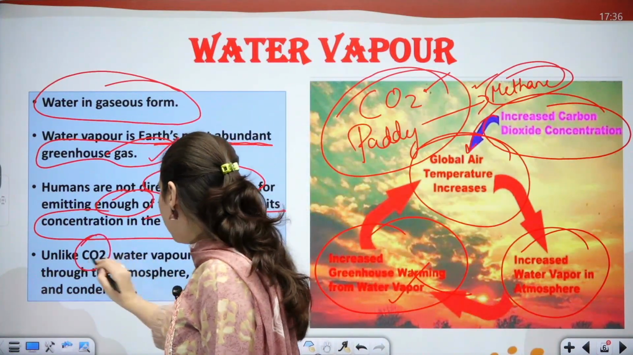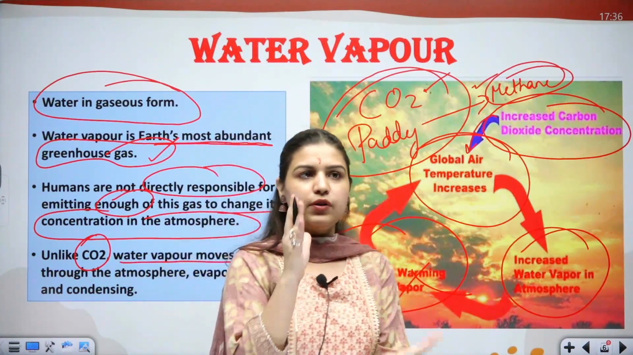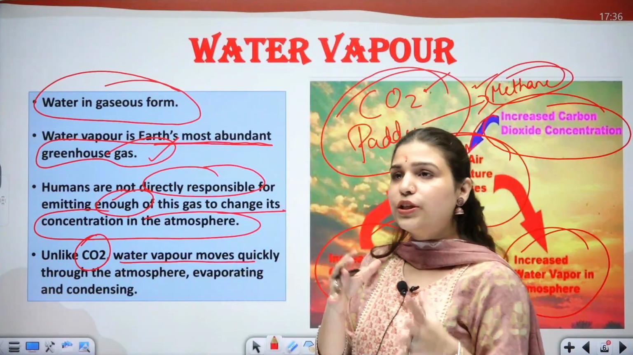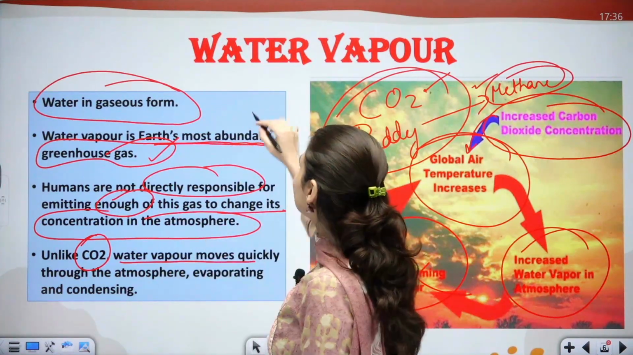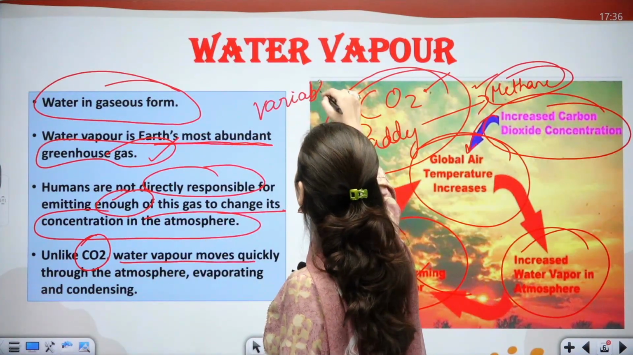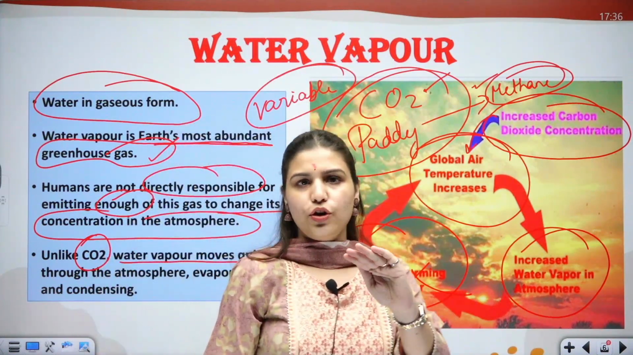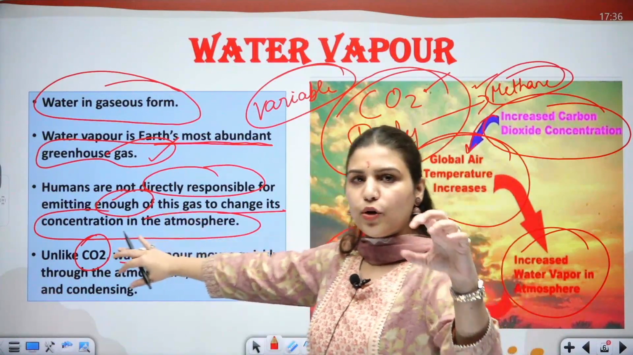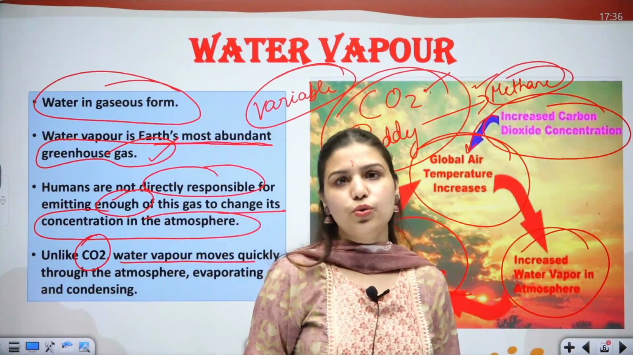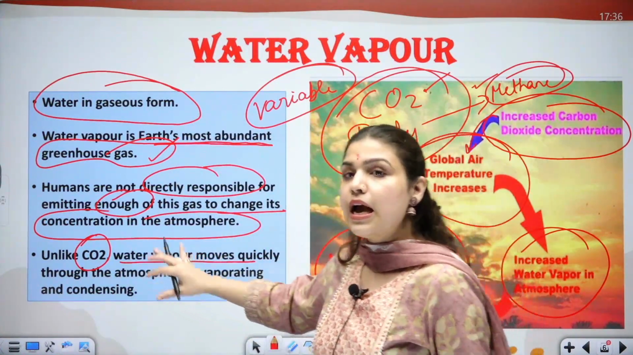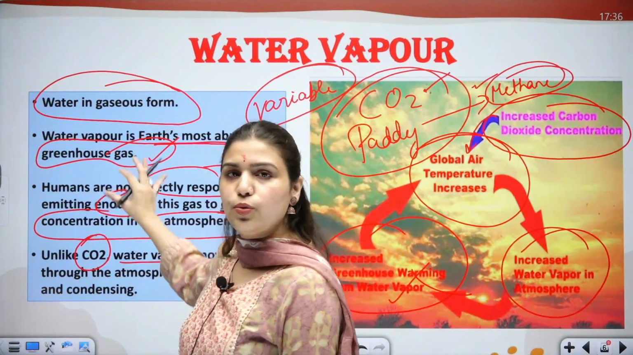And unlike carbon dioxide, water vapor moves quickly through the atmosphere. There is this lifetime, how much time these gases can survive in the atmosphere. It is very variable, it depends. Water vapor can stay for a very short period of time, whereas carbon dioxide can stay for longer periods, more than 200 years, up to 1000 years. This is the duration until which they can stay in the atmosphere and keep contributing towards global warming.